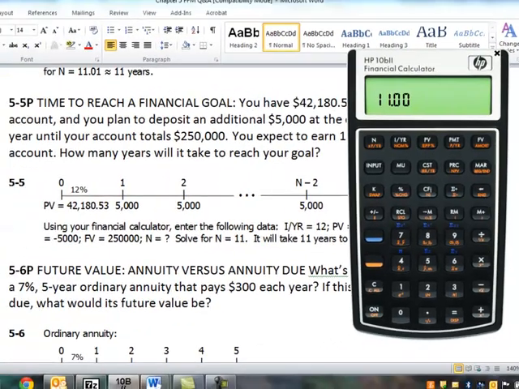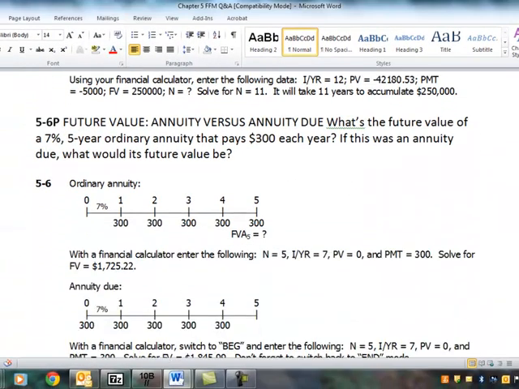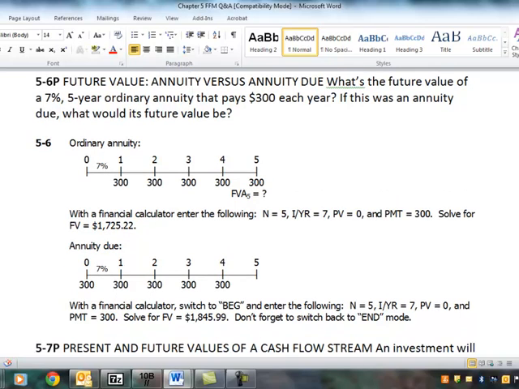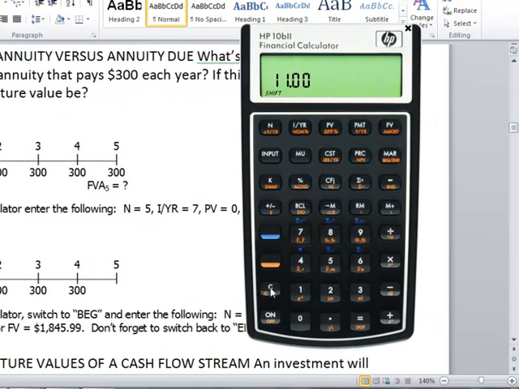Ordinary annuity. What's the future value of a 7%, 5-year ordinary annuity that pays $300 each year? And what if it was an annuity due? Well, let's look at the ordinary annuity. In this case, it's a 5-year annuity.